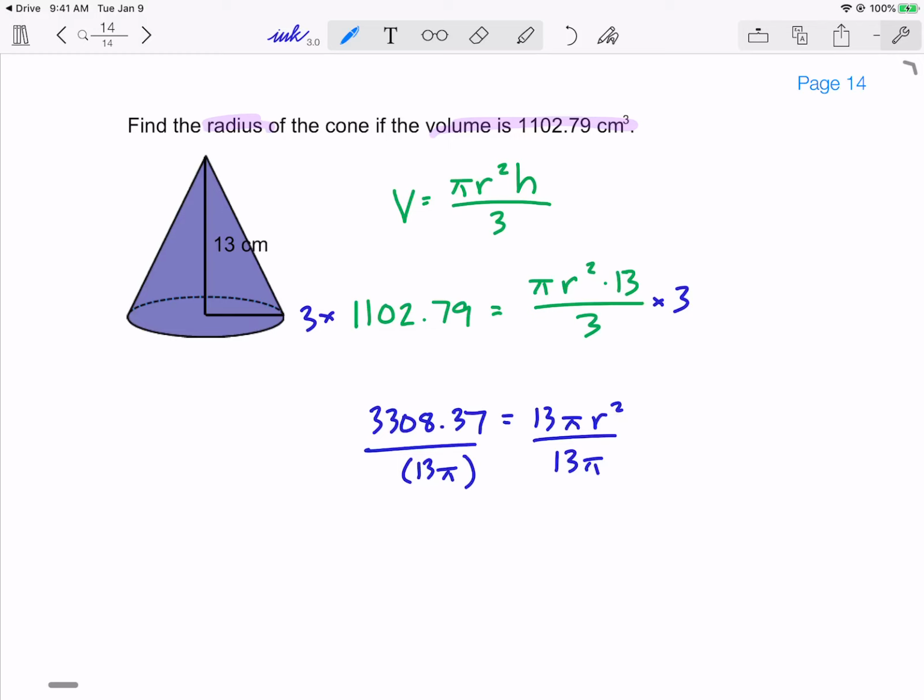And when I do that, I end up with approximately 81, and it's really 81.01 if you round, but if you don't round, you get almost 81 on the dot. So then to get rid of the square, I've got to square root both sides. So when I type the square root button, I should get approximately 9. And since my units are centimeters, my radius is in centimeters.